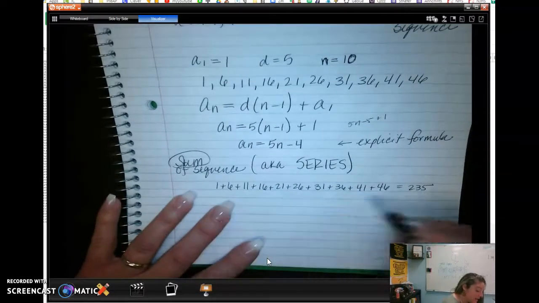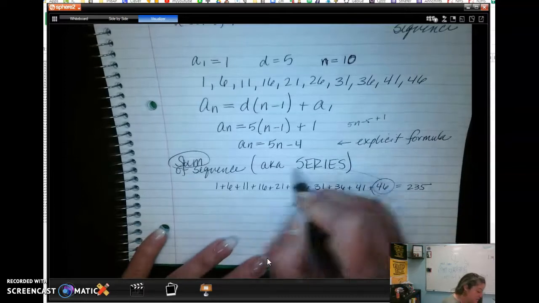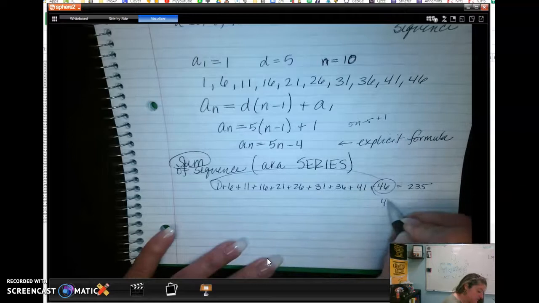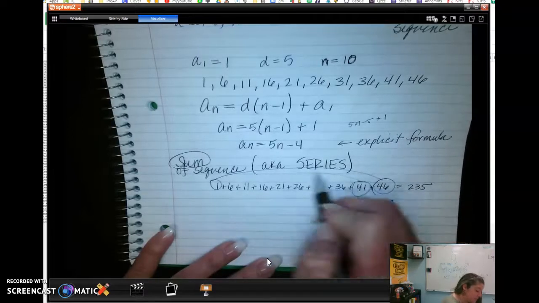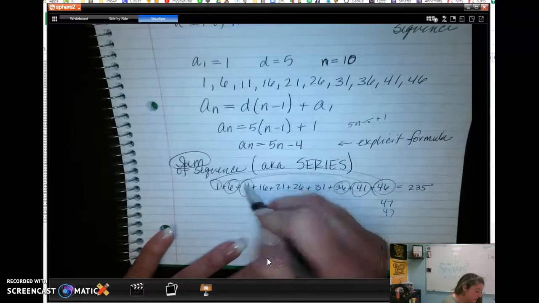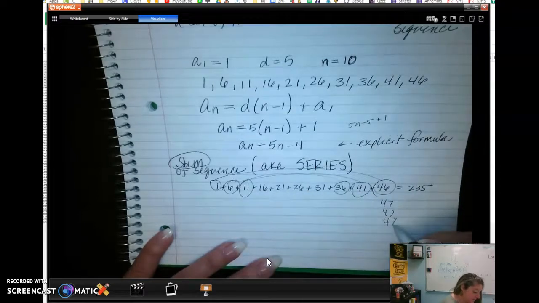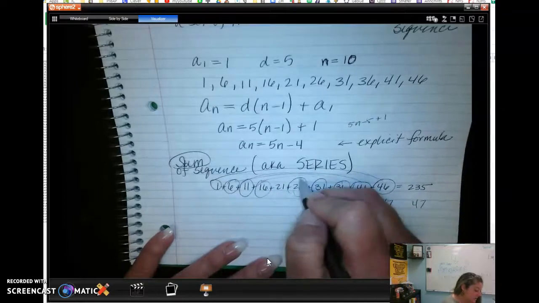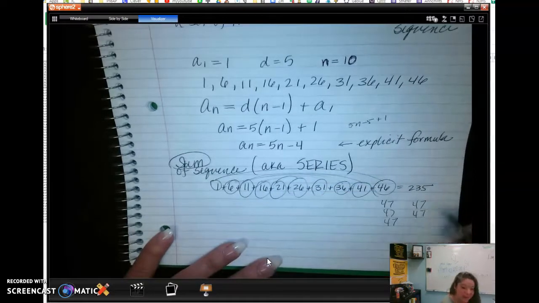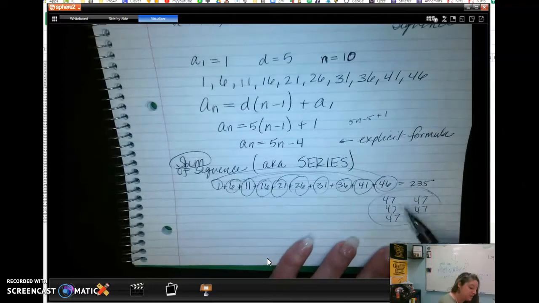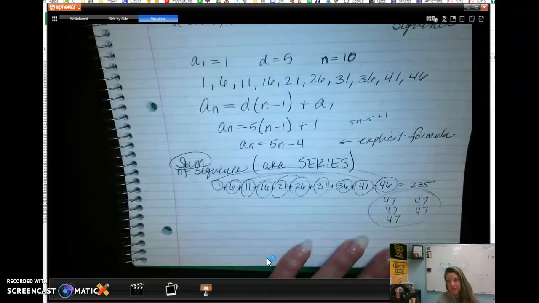And so that's what I'm going to do right now and show you the work smarter, not harder. So when I added this up, I actually did 46 plus 1, which is 47. And then I did 41 and 6, which is 47. 36 and 11 is another 47. 31 and 16, 26 and 21. So I have 5 47s. So I just multiplied. If you type into your calculator 47 times 5, you'll also get 235.